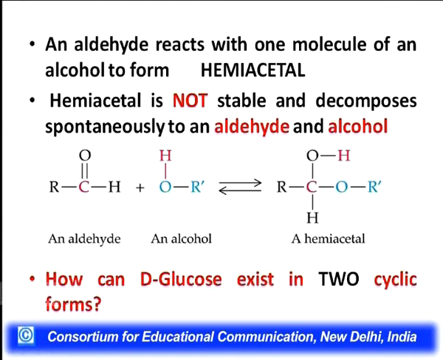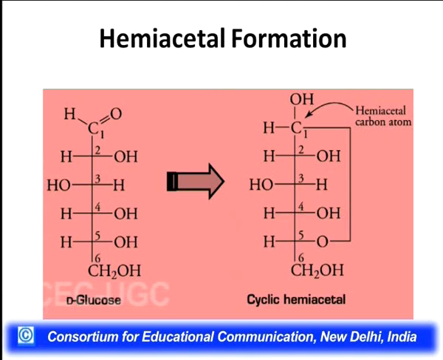But what we find in case of glucose and other aldohexoses and ketohexoses is that when an aldohexose reacts with an alcoholic group, it forms a hemiacetal and a ketone forms a hemiketal. How does it happen? The glucose molecule has an aldehyde group, and along with it, it has 5 hydroxyl groups. So one of the hydroxyl groups reacts with the carbonyl group in an intramolecular reaction to form a cyclic hemiacetal.